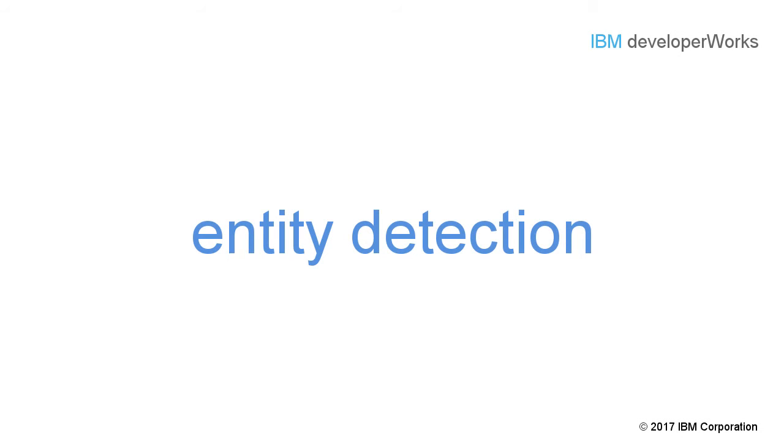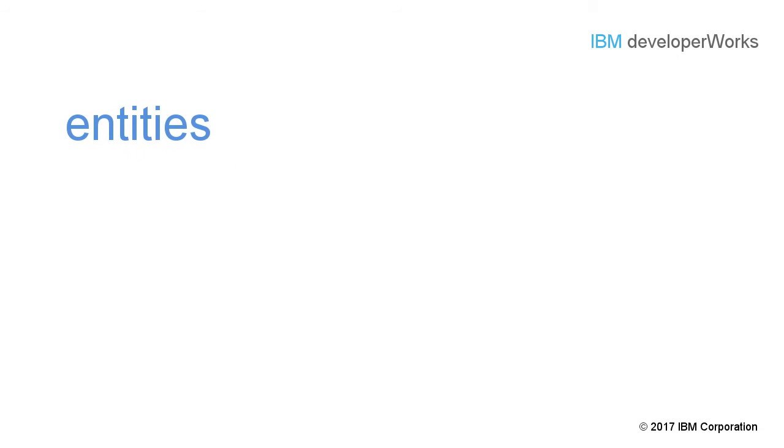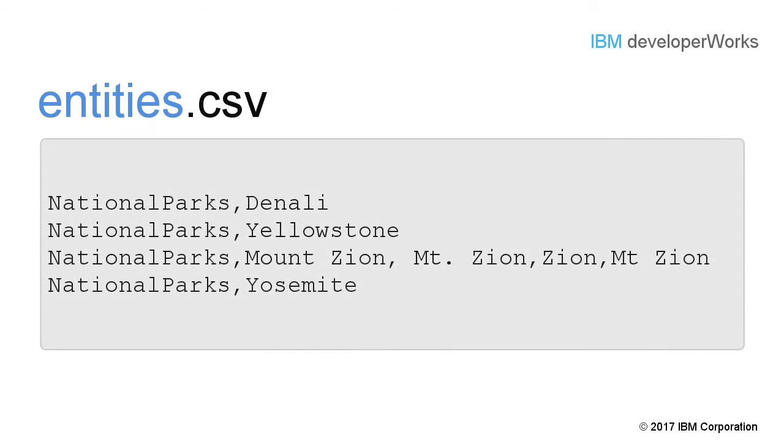In order to teach Watson to detect entities, we need to train an entity detector. Training the entity detector is very similar to training the intent classifier. Just like intents, entities can also be defined using a CSV file. Let's have a look at this example. An entity is made up of 3 components: the name, the value, and any synonyms for the value.